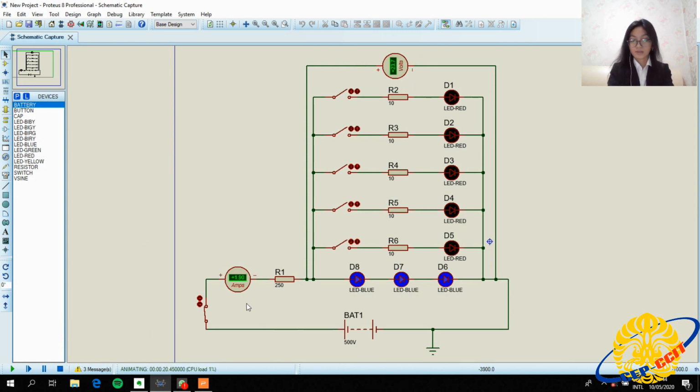With this, we can see that the fewer lights are turned on, the smaller the current with greater voltage, and vice versa. If more lights are turned on, the greater the current with smaller voltage.